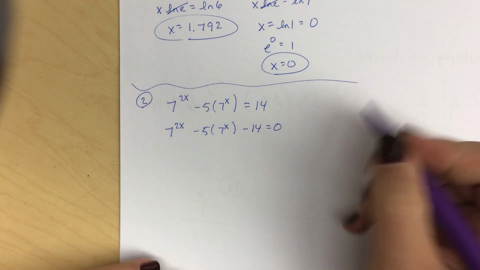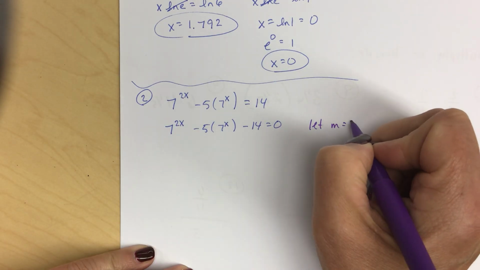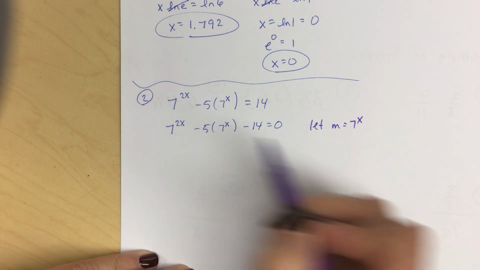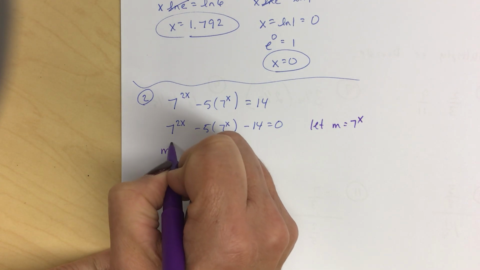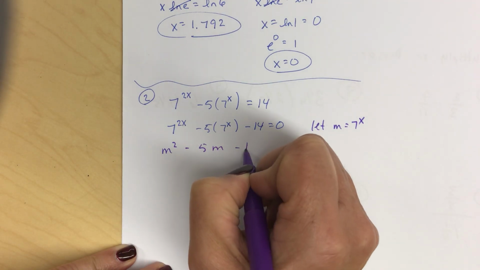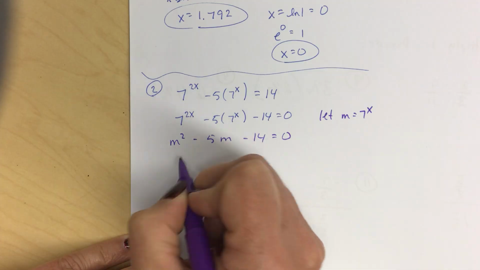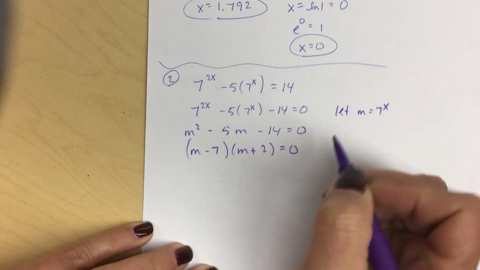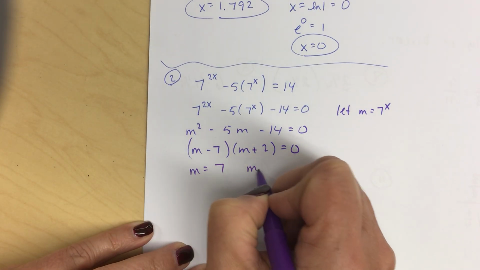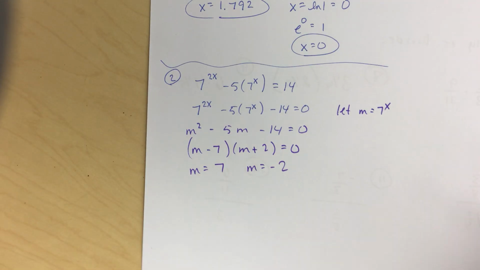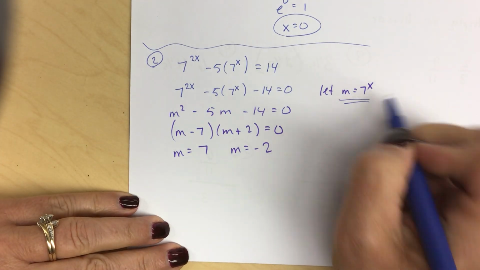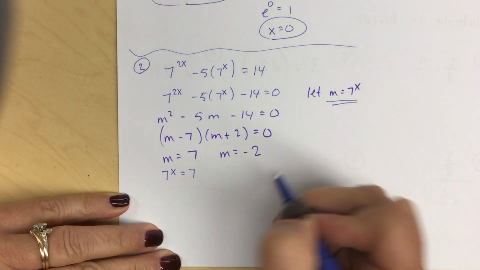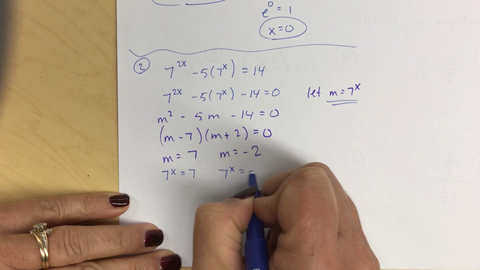And then we're going to let m equal 7 to the x, because 7 to the 2x is 7 to the x squared. So now this becomes m squared minus 5m minus 14. And then I can factor this into m minus 7 and m plus 2. So m equals 7 and m equals negative 2. So then you've got to use the fact that m is 7 to the x, so that means 7 to the x is equal to 7, and 7 to the x is equal to negative 2.